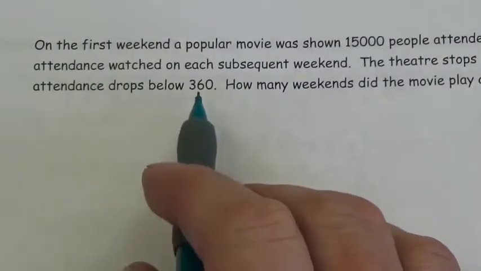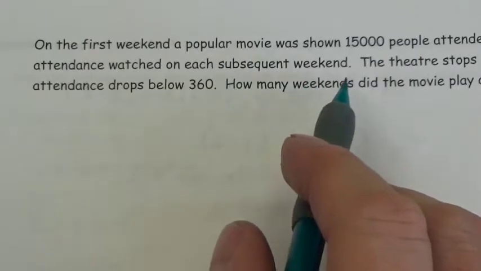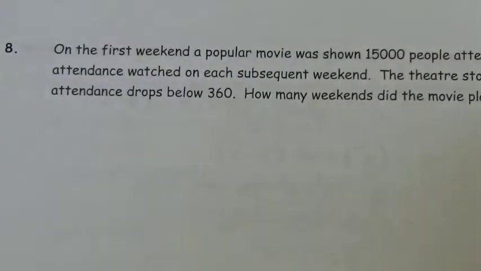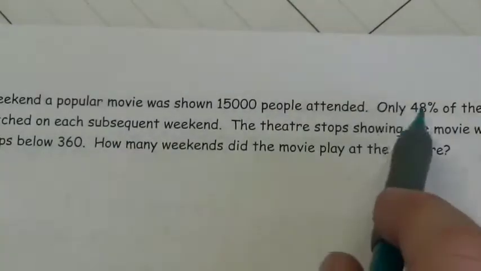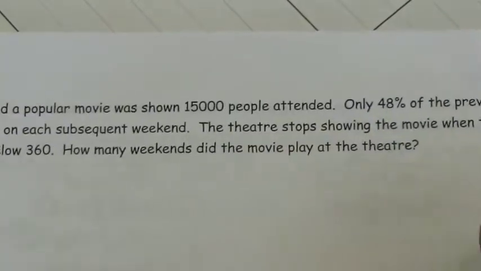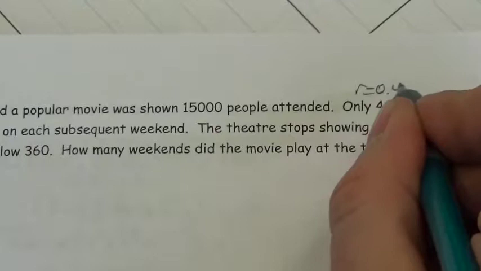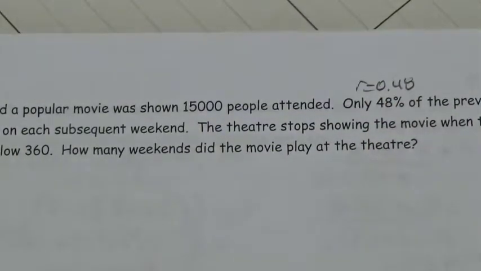Okay, on the first weekend the popular movie was shown, 15,000 people attended. Now, after that, only 48% of the previous week attend. Now, 48% is what shows up. It's not what we've lost, it's what actually shows up. So that's actually right there, right now, I can see what my r value is.